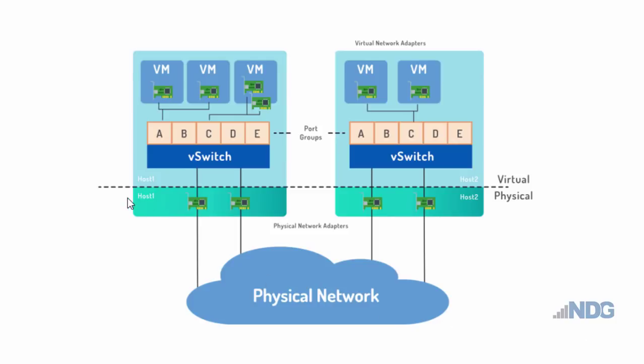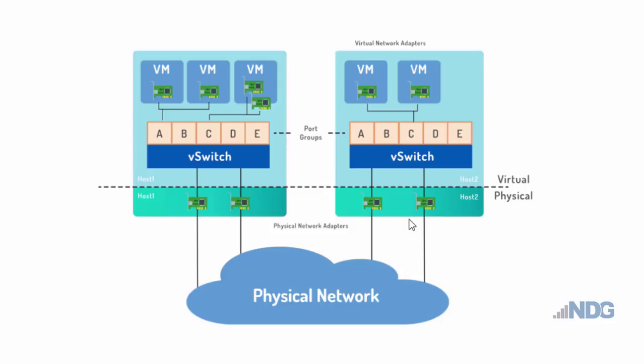This line separates the physical network from the virtual network. Each one of these squares, this large square here, represents an ESXi hypervisor server, or VMware virtualization server. So you have a virtualization server here, and another virtualization server here.